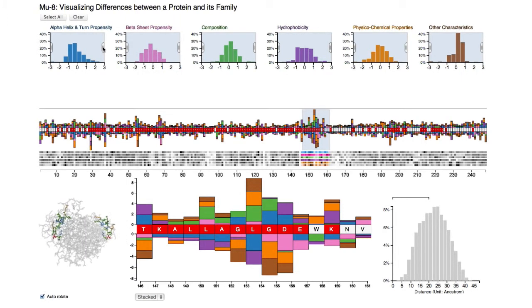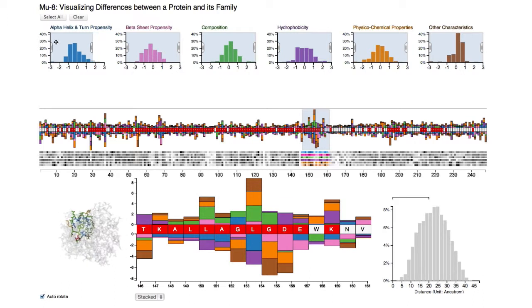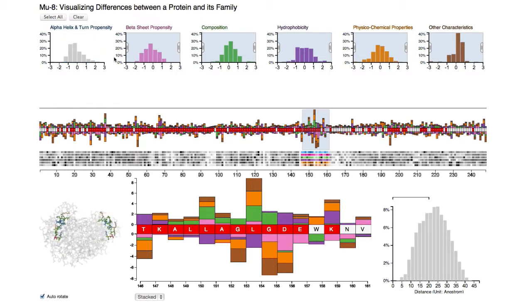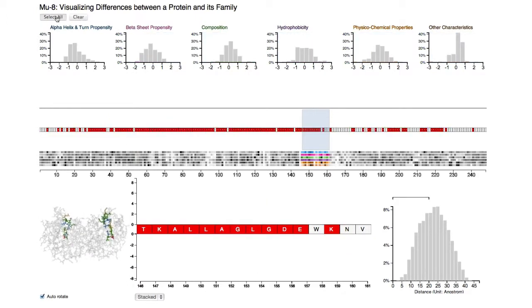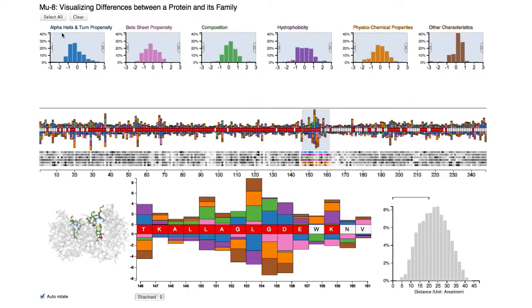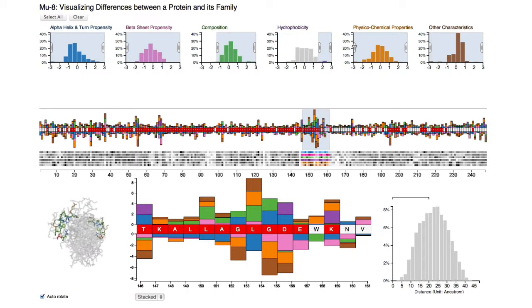How these scores are distributed are shown in the 6 histograms at the top. You can use these histograms to filter the scores that are rendered onto the sequence. For example, I can remove the tails of the alpha helix and turn propensity. I can completely remove it. I can completely remove all scores, select all. Each interaction with the histograms filters the scores that are rendered onto the sequence.